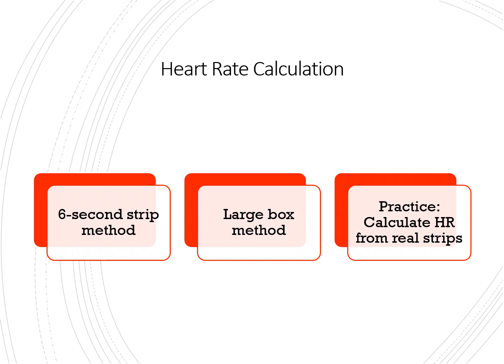Now let's start getting into the fun stuff. There are two key methods to calculate heart rate from EKGs. We can use the 6-second strip method or the large box method. We're going to also utilize these two methods to calculate heart rates from real rhythm strips. So it's about to get really fun. I hope you're as excited as I am.